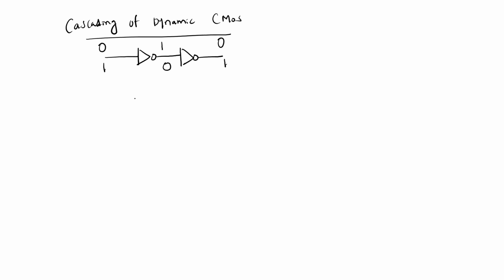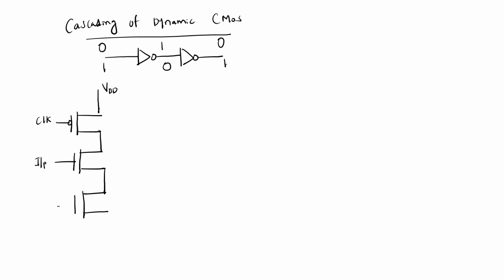Now I will draw dynamic CMOS with cascading. First this is VDD, and here I am drawing one PMOS, giving it the gated clock. Next, this one is the pull-down network as NMOS. Here you are giving input, and next this is clock. I am giving the gated clock to the NMOS.